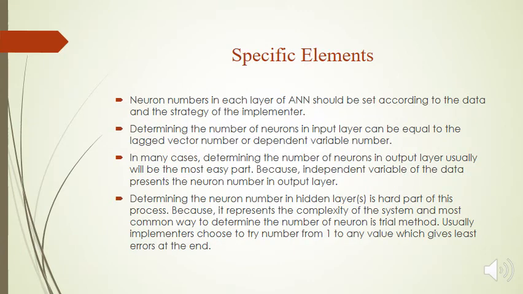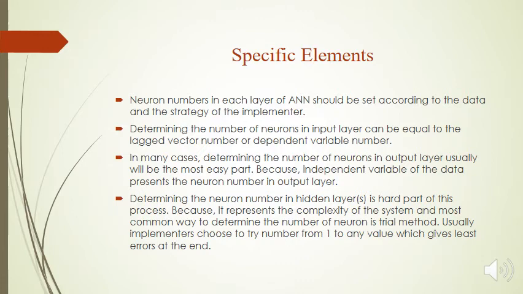Neuron numbers in each layer of an artificial neural network should be set according to the data and the strategy of the implementer. The number of neurons in the input layer can be equal to the lagged vector number or the dependent variable number of the data. In many cases, determining the number of neurons in the output layer will usually be the easiest part, because the independent variable of the data represents the neuron numbers in the output layer.